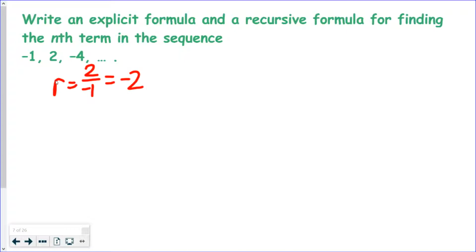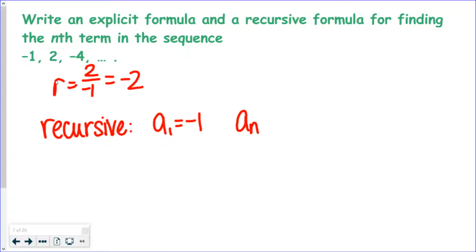So my recursive formula, just like with arithmetic sequences, is always going to start with the first term. In this case, a sub 1 is negative 1. And then for each term that comes behind it, which would be a sub n, we're going to take the term that came before it, and instead of adding the difference to it, this time we're going to multiply it by our ratio. So negative 2 times the term that came before it. So for each term, it's negative 2 times the term that came before it.